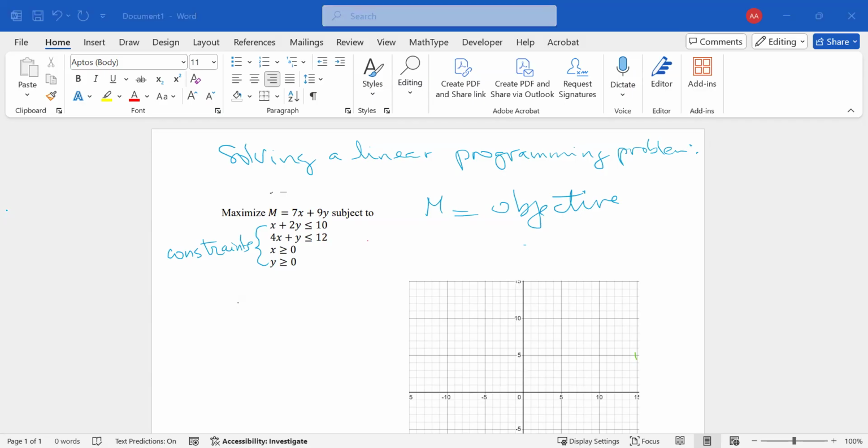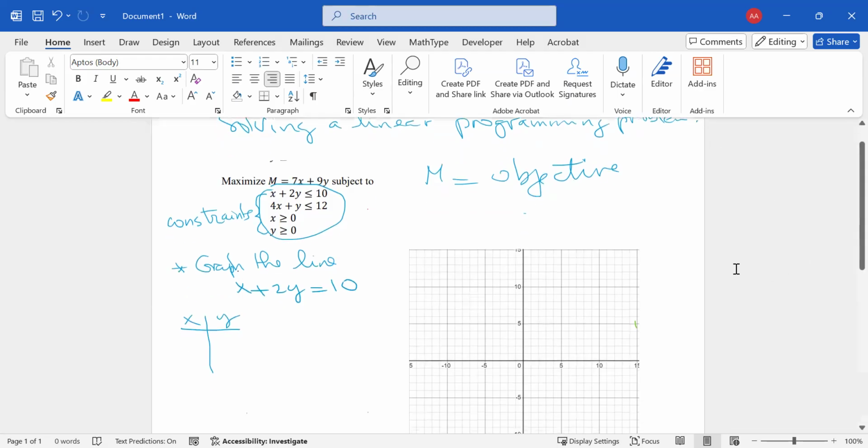Okay, first, what you're going to do: we're going to try to plot this whole region. What region corresponds to these four constraints? As you can see, we have to graph a couple of lines, right? So first, we're going to graph the line x plus 2y equals 10. For that, we need a couple of points.